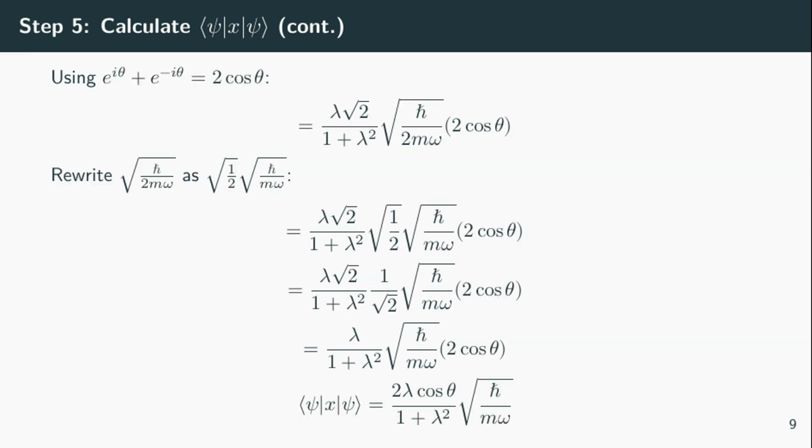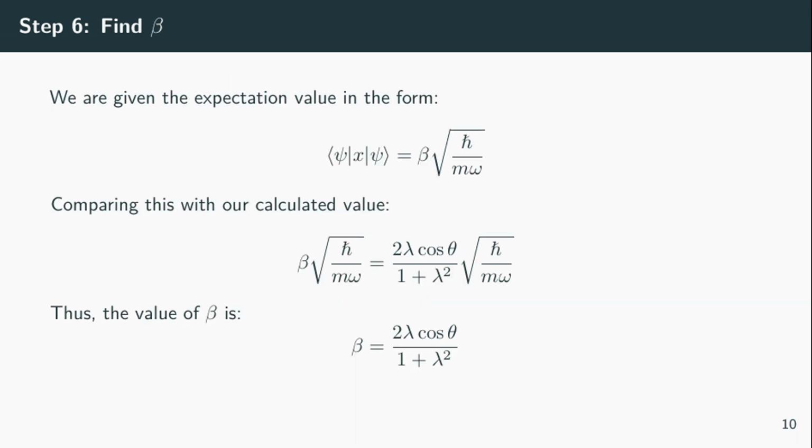Continuing with step 5, we use the identity to replace the sum of exponentials with 2 times the cosine of theta. Substituting this into our expression, we then rearrange and simplify the terms. This involves carefully handling the square root terms. Notice that a square root of 2 term cancels out between the numerator and the denominator during this simplification. This leaves us with the simplified form. Finally, we rearrange the terms to match the target form for the expectation value of x.